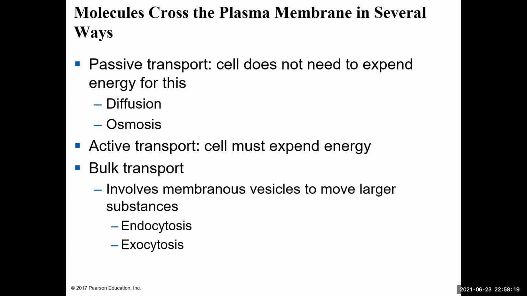Then we have a third transportation mechanism, which is referred to as bulk transport. This is where you have that vesicle to move larger substances into or out of the cell. I mentioned these terms earlier. So into the cell is endocytosis, and then out of the cell is exocytosis, right? So this would be your secretory vesicles that we talked about earlier. All right, so now we're going to look at each one of these in more detail.